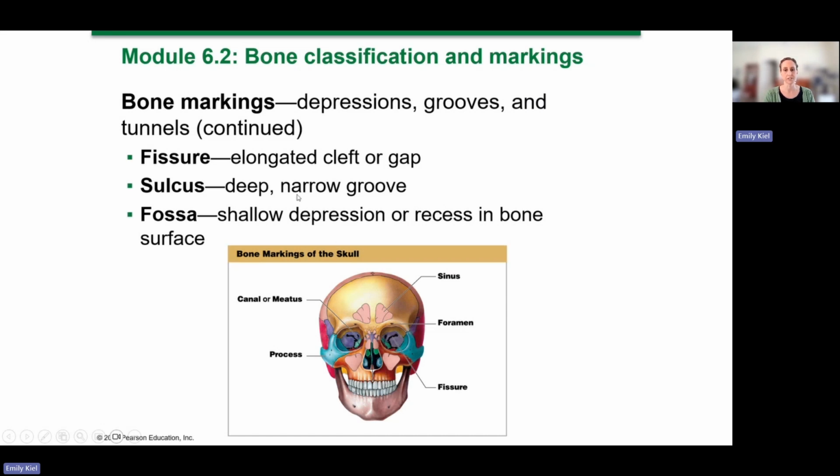You've got a sulcus, which is a deep or narrow groove. And then you've got a fossa, which is a shallow depression or a recession in bone. Fossa is related to the word for like little hole. So you've got just a shallow depression.